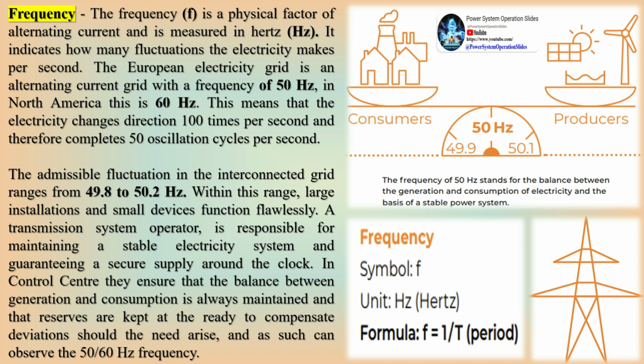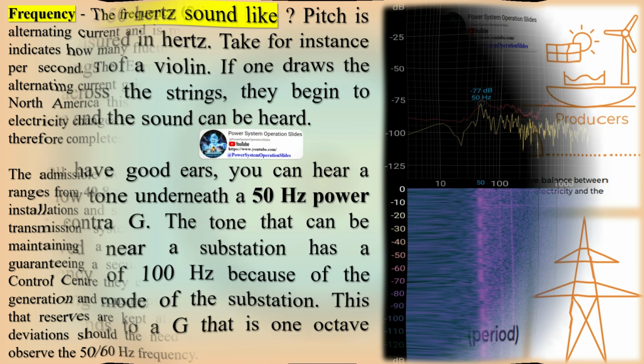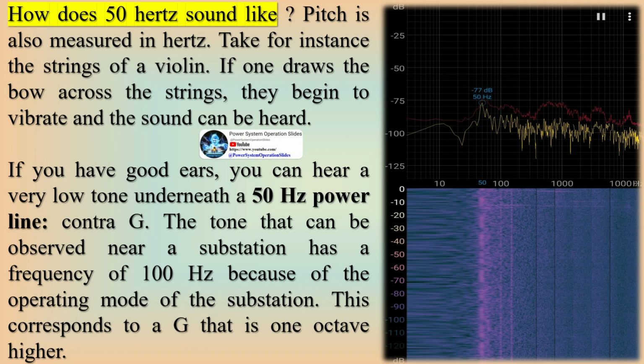Frequency. The frequency f is a physical factor of alternating current and is measured in hertz. It indicates how many fluctuations the electricity makes per second. The European electricity grid is an alternating current grid with a frequency of 50 Hz. In North America this is 60 Hz. This means that the electricity changes direction 100 times per second and therefore completes 50 oscillation cycles per second.